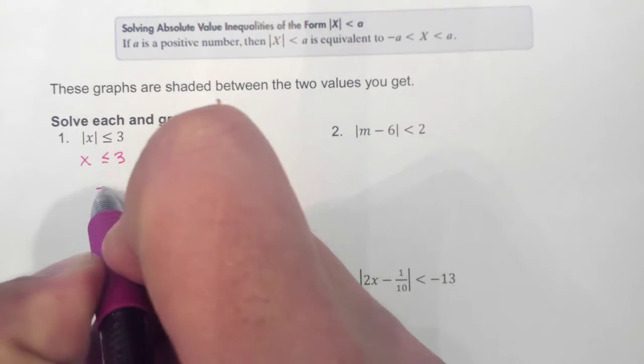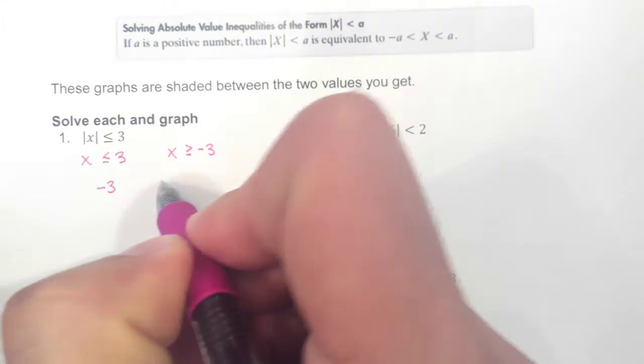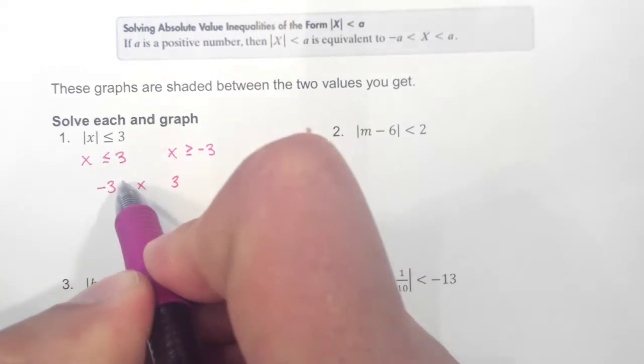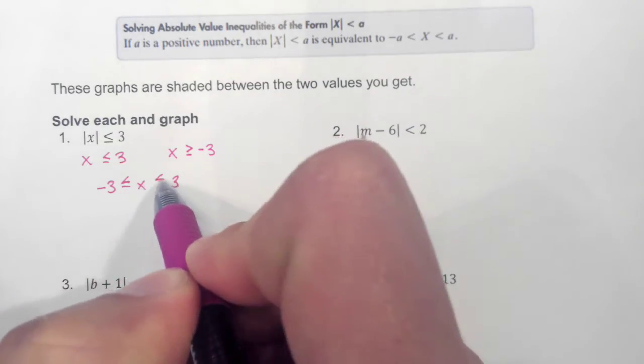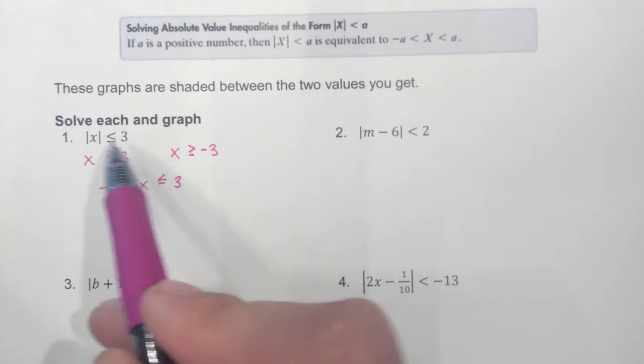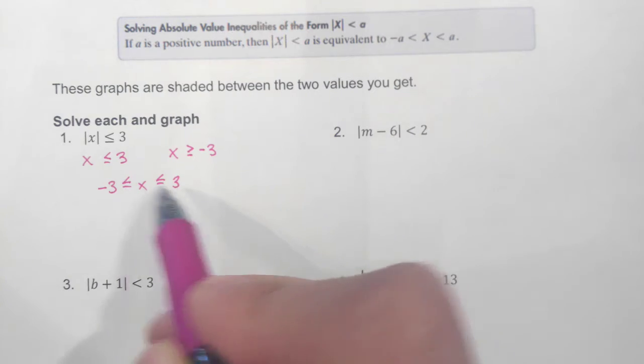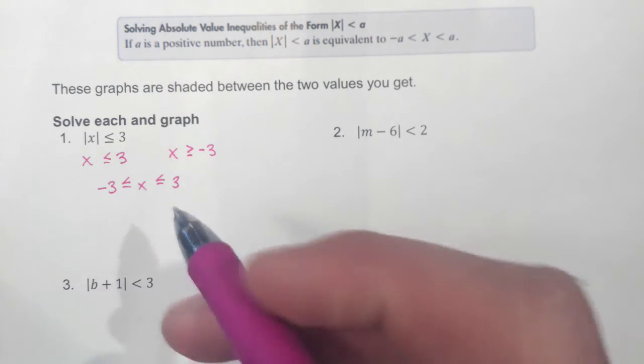We're going to put the small number on the left, so that would be -3. The bigger number on the right, that would be +3. X in the middle. And these symbols will always be less than symbols. These ones are less than or equal to, though, of course, since our original had the line underneath. So there's our final answer. We put the small on the left, the big one on the right, and the X in the middle.